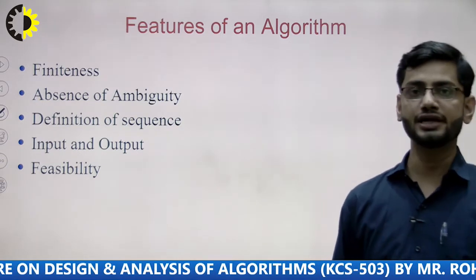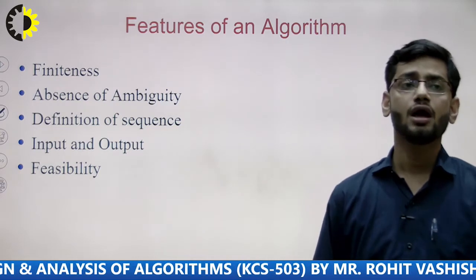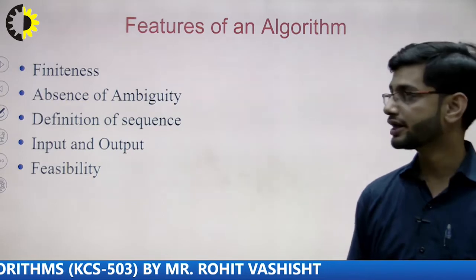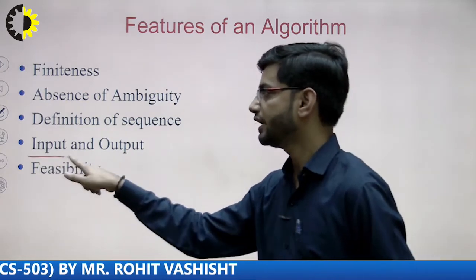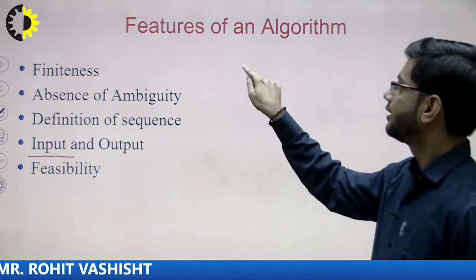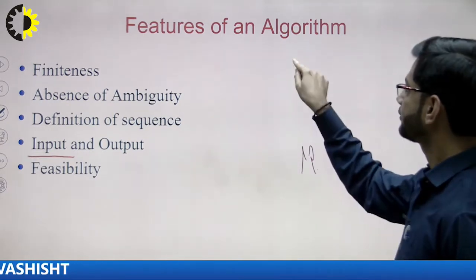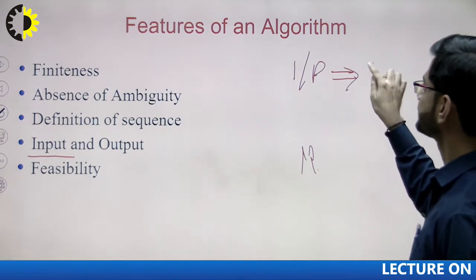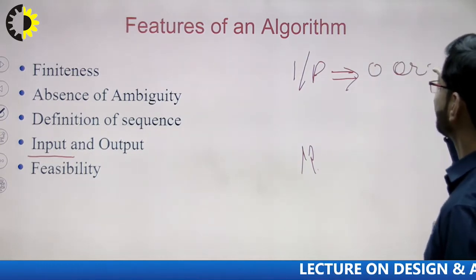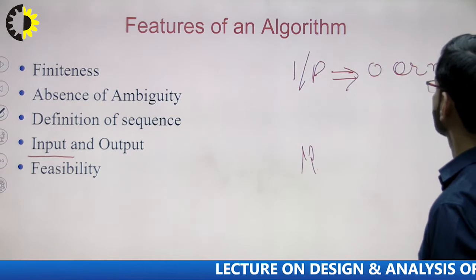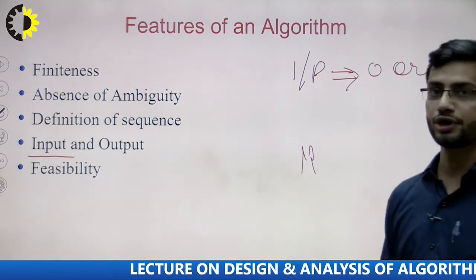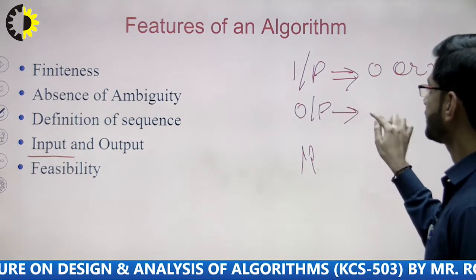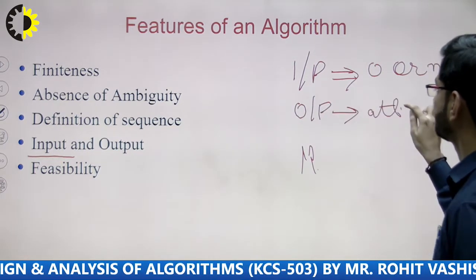Fourth is input and output. Now, in the concept of input and output, when I am talking about input, the algorithm can have 0 or more inputs. And in the case of output, an algorithm should have at least one output.